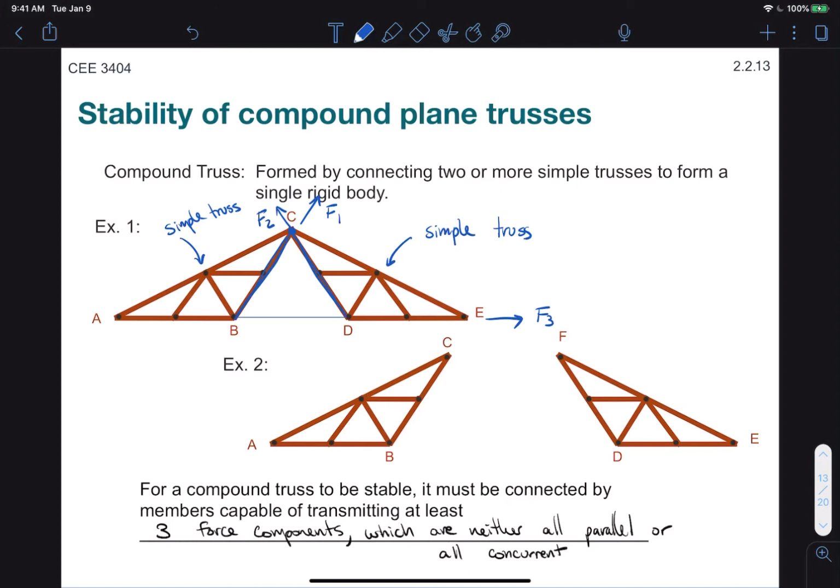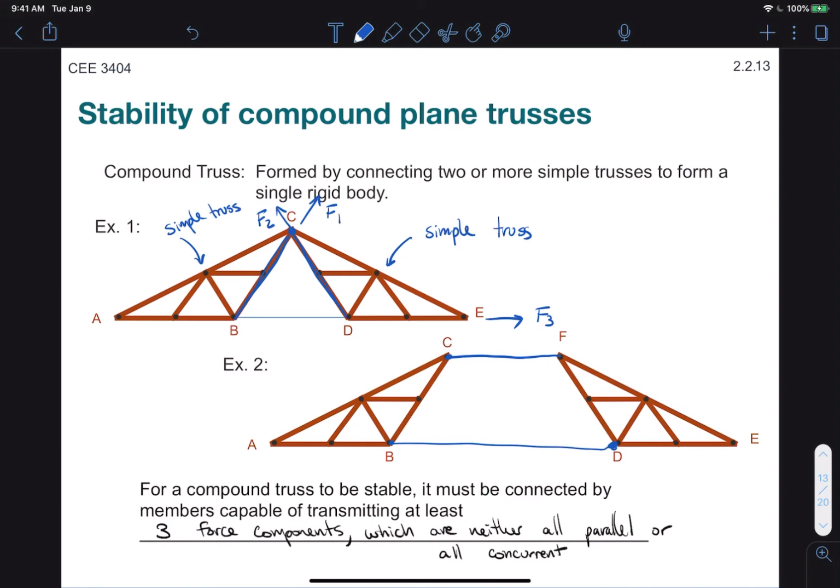Now in the case of the second example, we again have 2 simple trusses. This time they're not connected at a joint, so we need to add members to connect these 2 in a stable way. One thing we could do is try, let's say, connecting C and F together and B and D together. But we notice that those are parallel members and thus apply parallel forces. So that alone would not be enough.